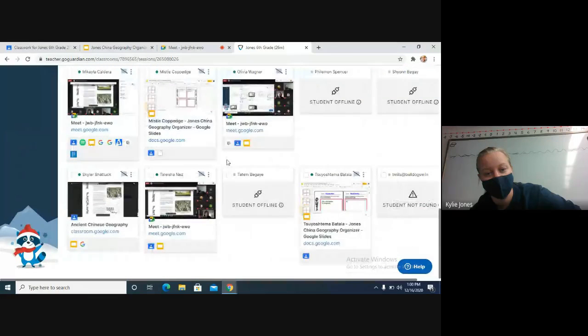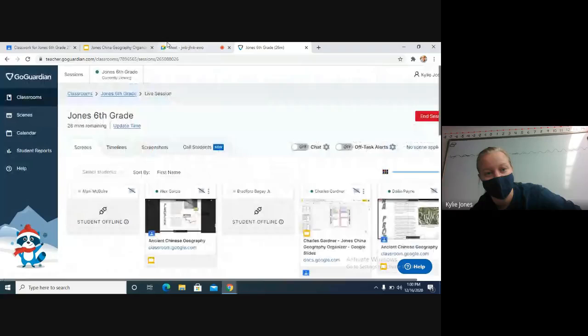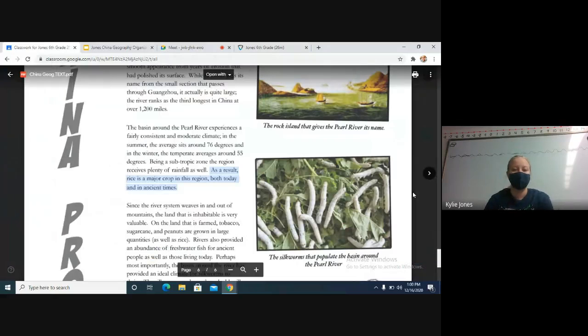So we also have farms like tobacco, sugarcane, peanuts. I just put the river is 1,200 miles long.